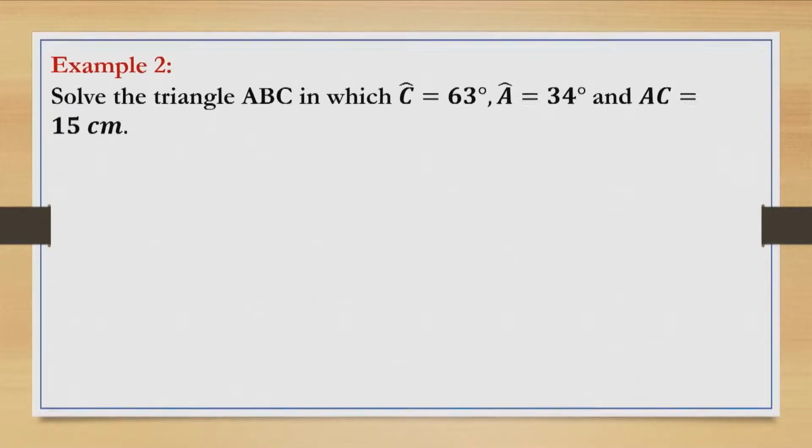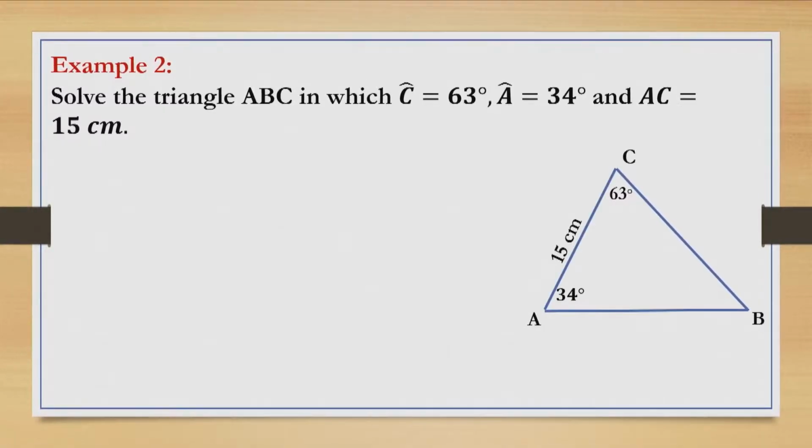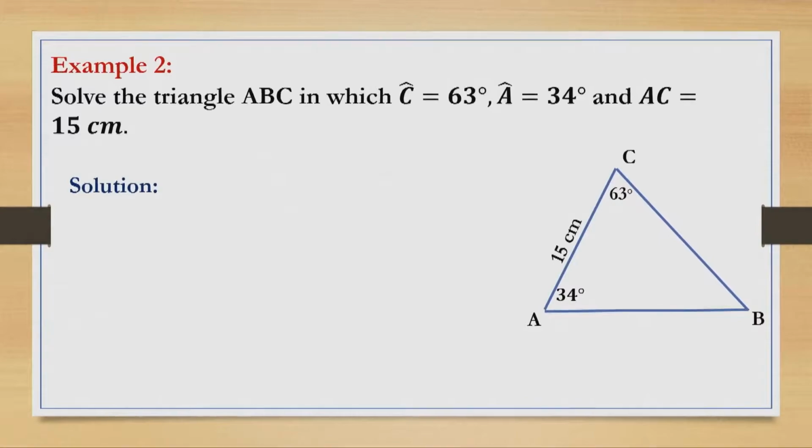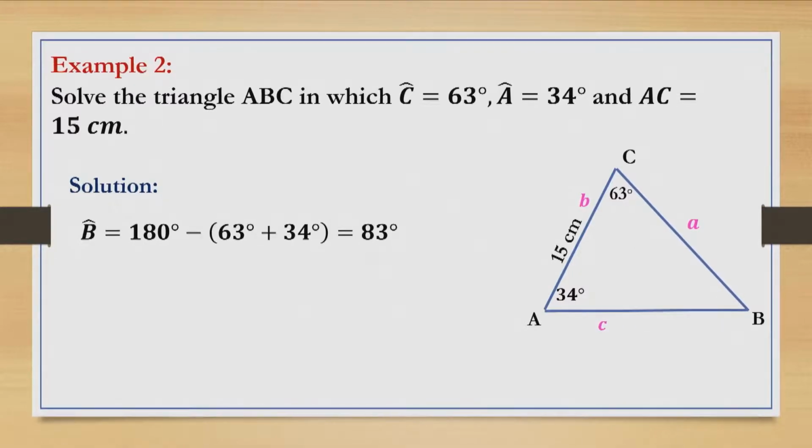Example 2. Solve a triangle ABC in which angle C is 63 degrees, angle A is 34 degrees, and AC is 15 centimeters. So first I label the sides with small letters a, b, and c. Angle B will be 180 degrees minus angle A and angle C. So angle B will be 83 degrees.